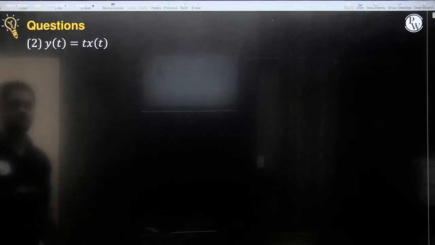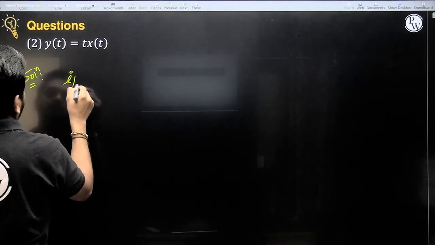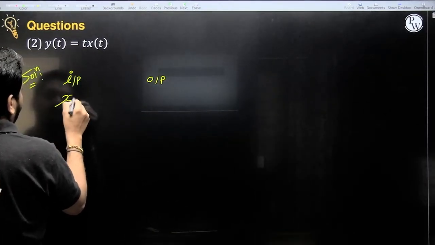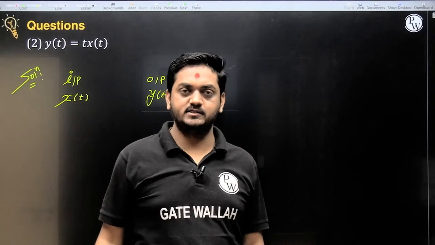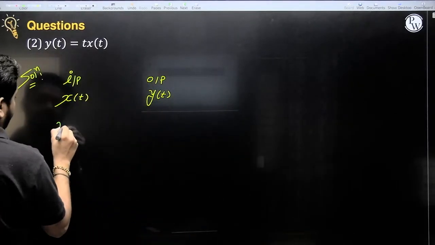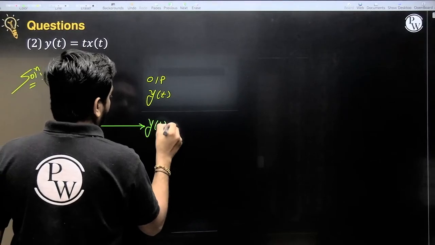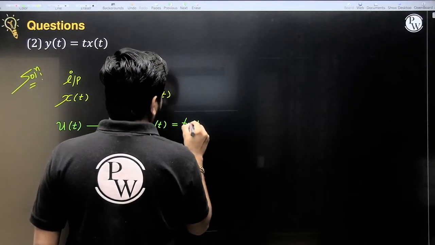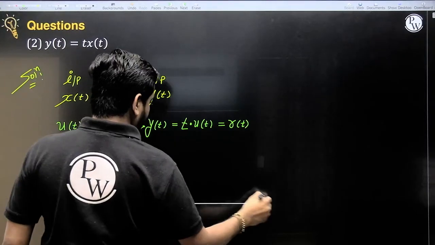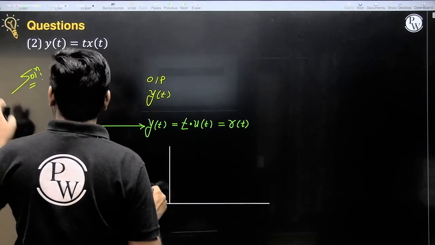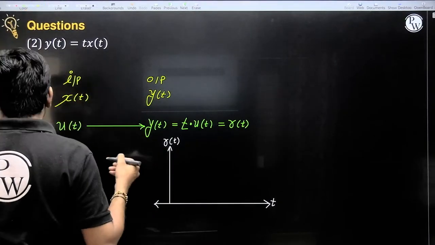So next, t into x of t. Now check whether the given system is stable or unstable. Again, input must be bounded, guys, and the best bounded test signal is u of t. So replace x of t with u of t. If you replace x of t with u of t, then the output y of t will be t into u of t, which is nothing but the ramp function. Now, is the ramp function a bounded or unbounded signal? It is an increasing function, at t equal to infinity, amplitude is infinite. We are getting an unbounded output for the bounded input.